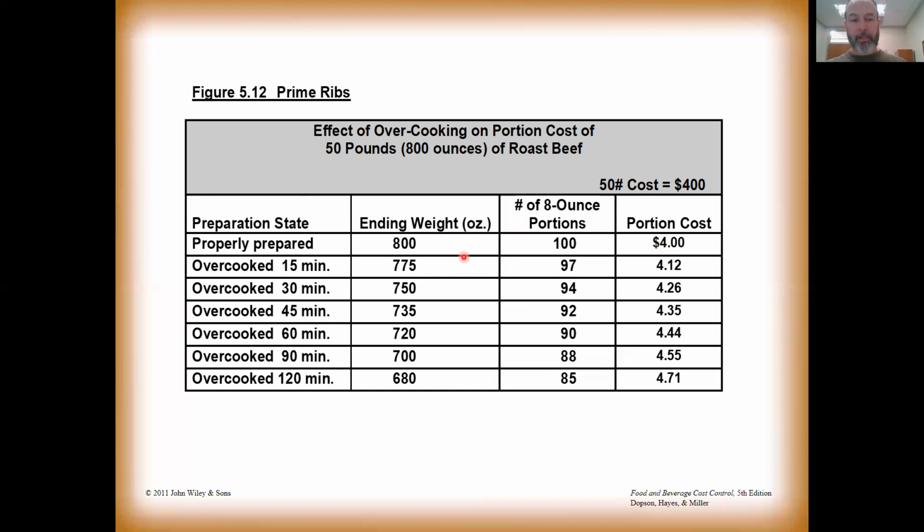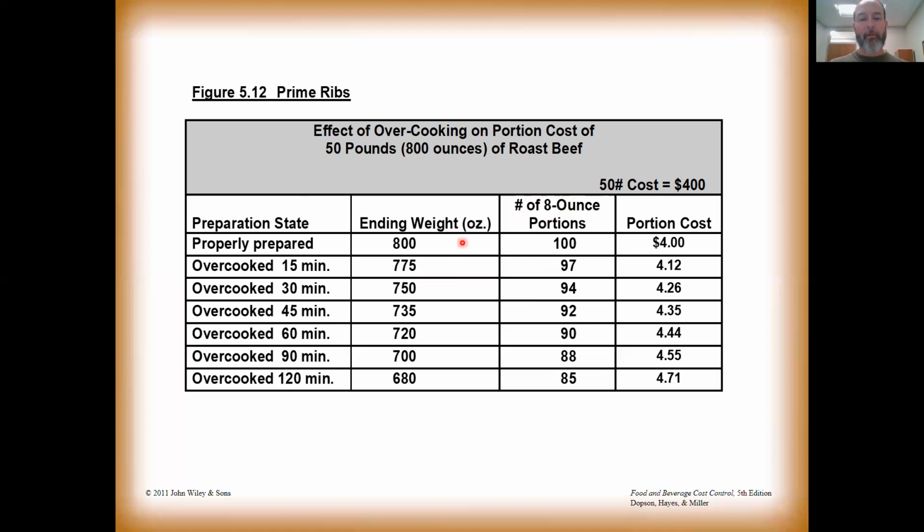Now, if we accidentally or intentionally overcook an item, then we can see what happens to the ending weight here in the second column from the left. It starts to decrease over time, about 25 or 20 or so ounces per 15 minutes. Now we don't just reduce the portion size. The customer still deserves an 8-ounce portion size. That's what we determined was what they wanted and what would be appropriate for them to make them all smiles.